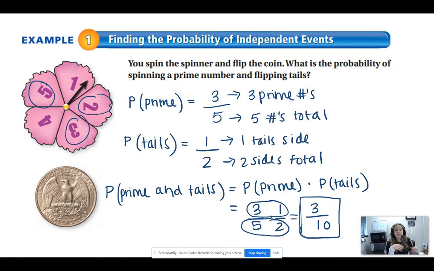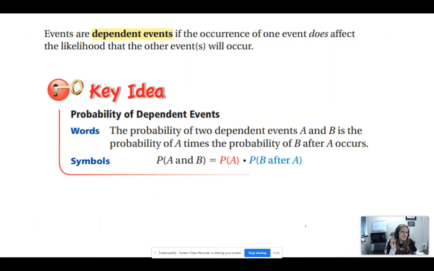All right. So that is how we are going to work with independent events. Make sure you have this written down. Then we're going to move on. So dependent events now. This is just the opposite of independent events.